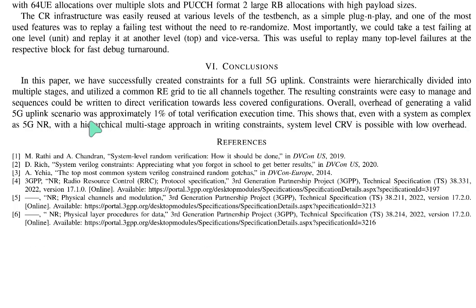These are the references. This is DVCon US 2020, and this is DVCon Europe 2014. The reference one is system-level random verification, how it should be done. SystemVerilog constraint operation: what you forgot in school to get a better result, and the top most common SystemVerilog constraint-random gotchas. The others are about NR, 3GPP, and documentation.